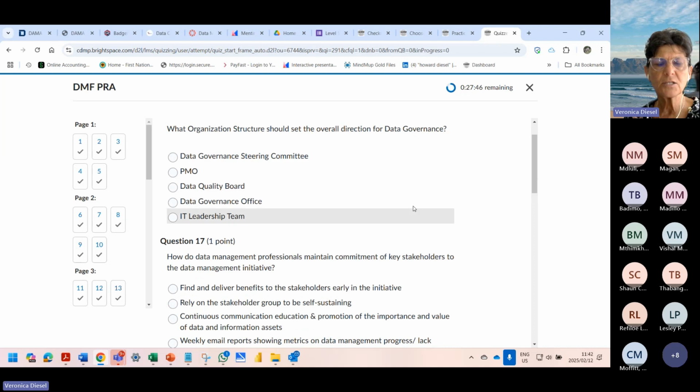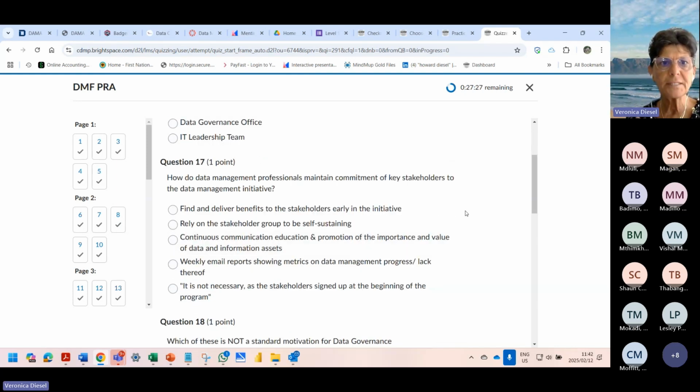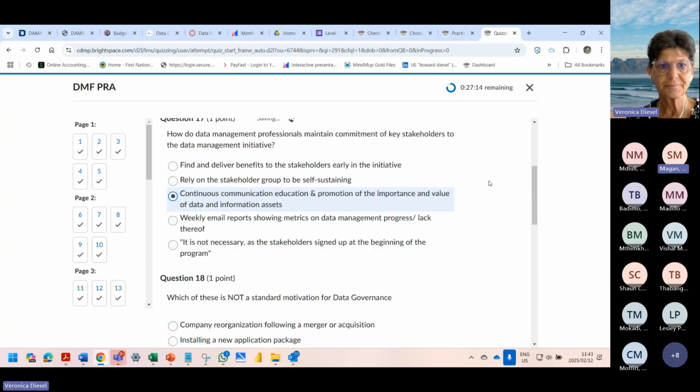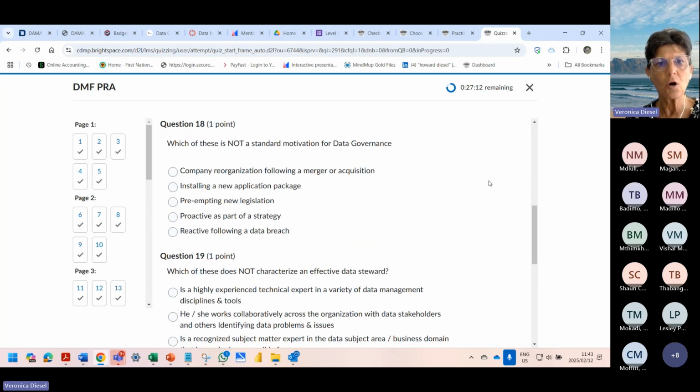What organization structure should set the overall direction for data governance? Data governance office. The committee. First one. Steering committee. They're setting the overall direction, they're steering. How do data management professionals maintain commitment of key stakeholders to the data management initiative? Third, communication. Which of these is not a standard motivation for data governance?